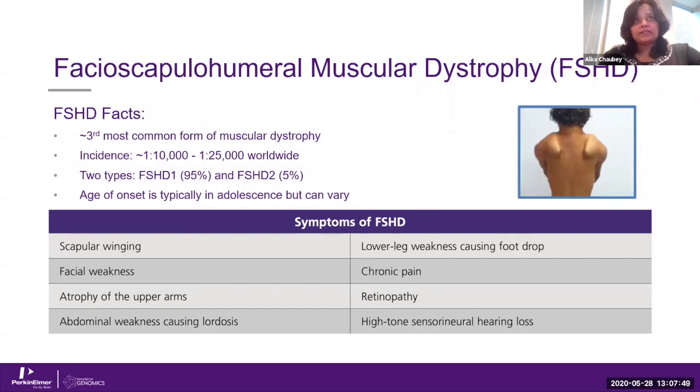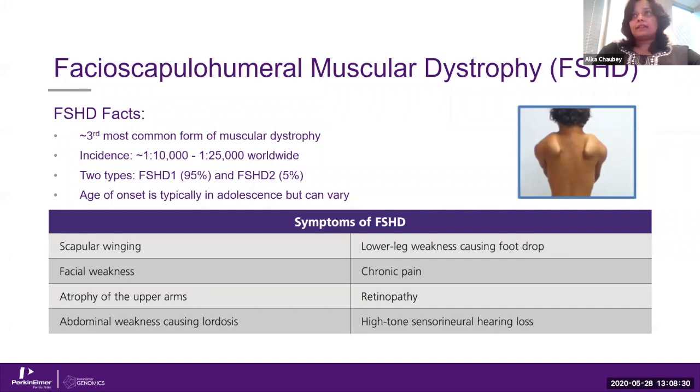As for FSHD, there are certain facts. Number 1, it's the 3rd most common form of muscular dystrophy. The incidence worldwide is 1 in 10,000 to 1 in 25,000 individuals. There are 2 types: FSHD1 and FSHD2. FSHD1 is pretty common, seen in 95% of patients, while 5% of patients could have FSHD form 2. The age of onset can vary, but typically you will see clinical features manifesting around adolescence.